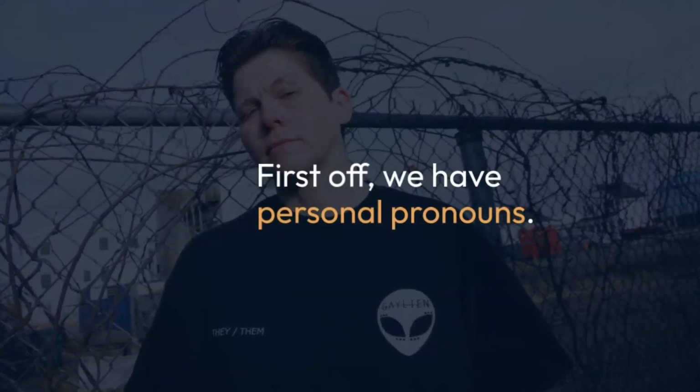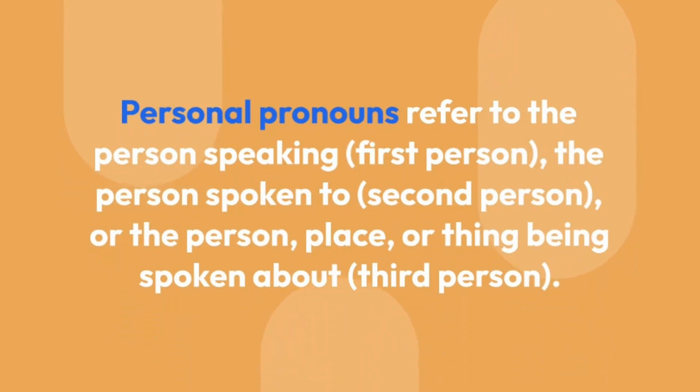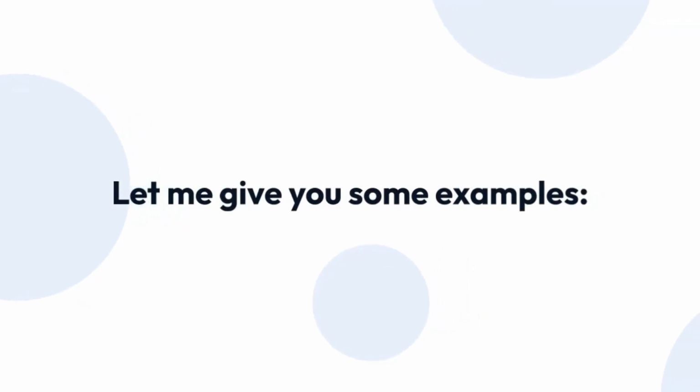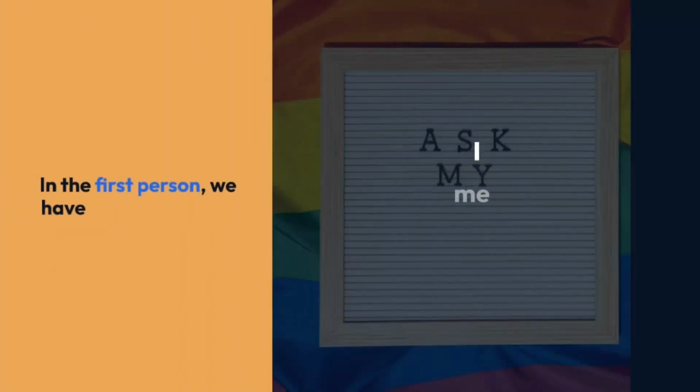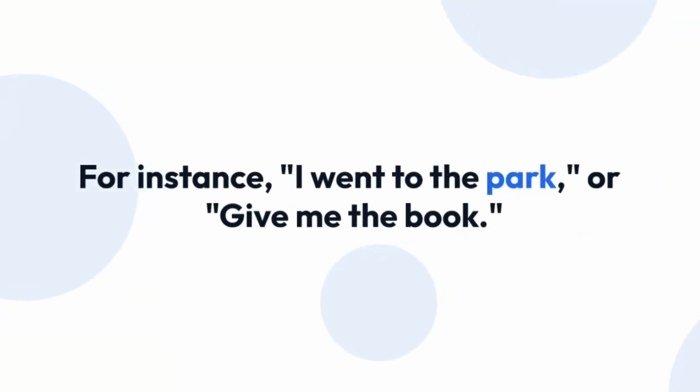First off, we have personal pronouns. Personal pronouns refer to the person speaking, the person spoken to, or the person, place, or thing being spoken about. Let me give you some examples. In the first person we have I, me, and my. For instance, I went to the park, or give me the book.